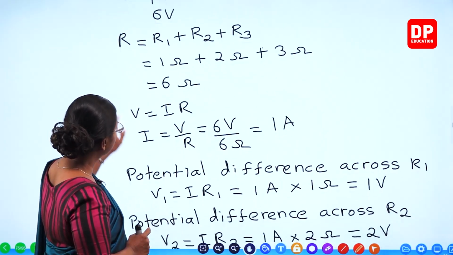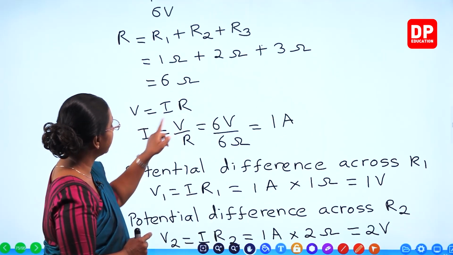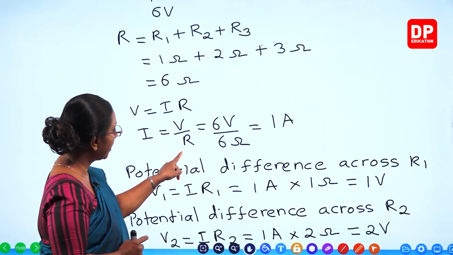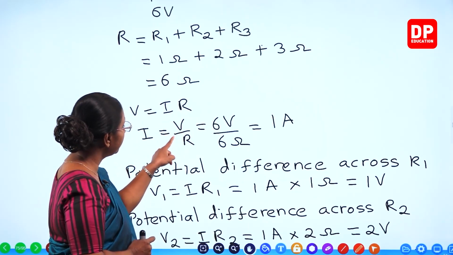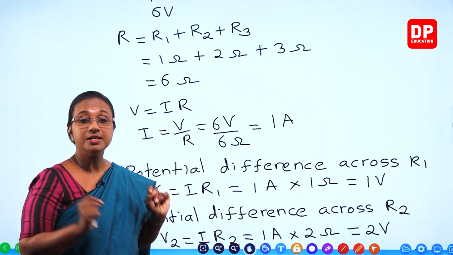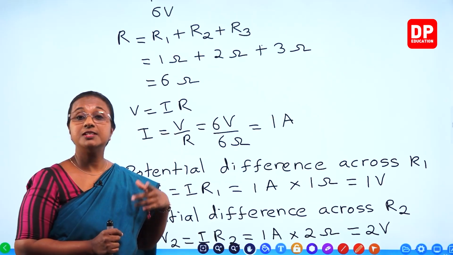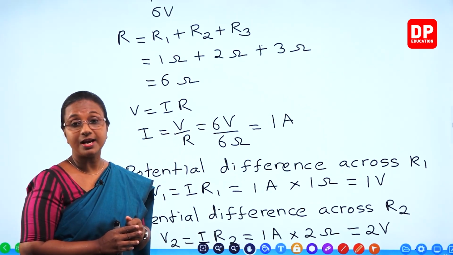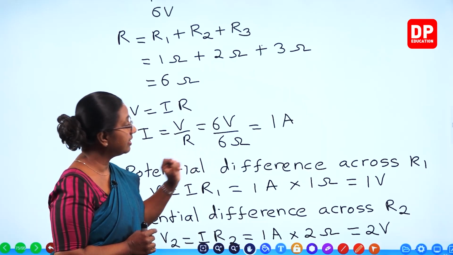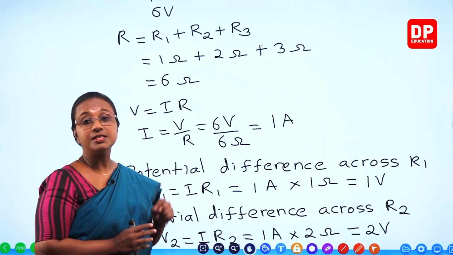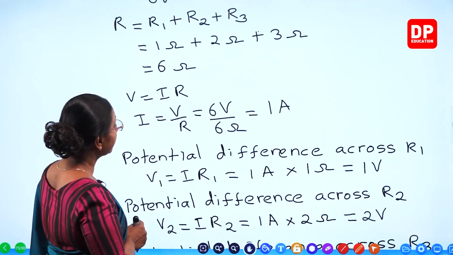Then we calculated the current flow, V equals IR, I is equal to V over R. Here we use the full potential difference across the circuit. Potential difference supplied by the dry cells. 6 volts divided by 6 ohms, the current is 1 ampere.